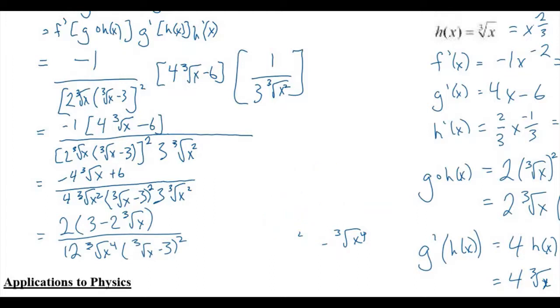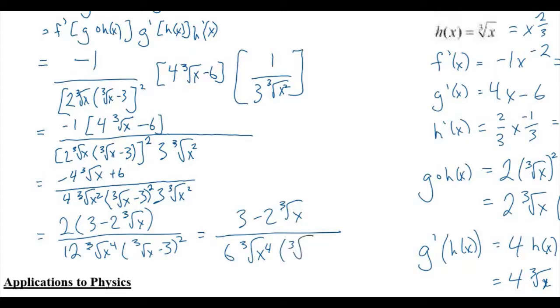And last thing, the only thing we can do here is just reduce the fraction. So let's do that really quickly. 2 over 12 becomes 1 over 6. And then we just rewrite everything else as is. So 1 times everything in the bracket is going to go away. We're left with 3 minus 2 cube root of x all over 6 cube root of x to the 4 times cube root of x minus 3 squared.